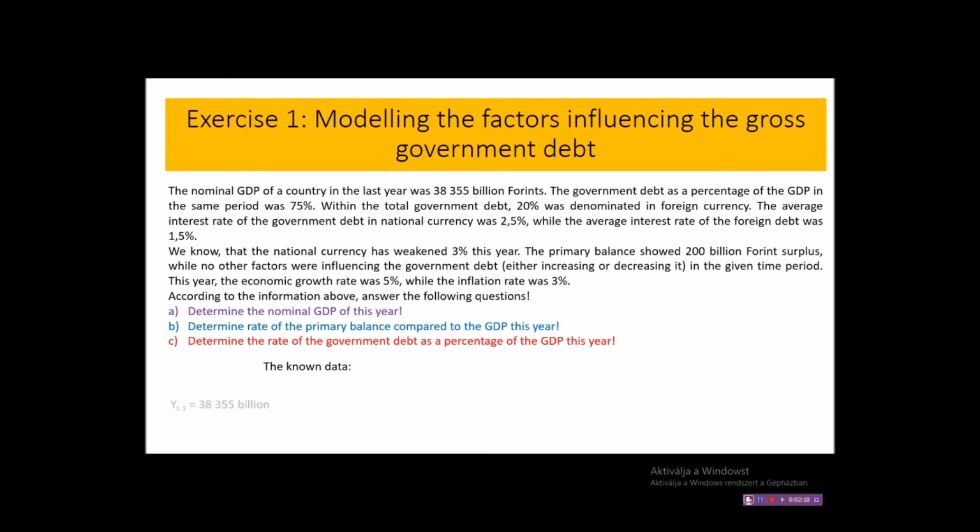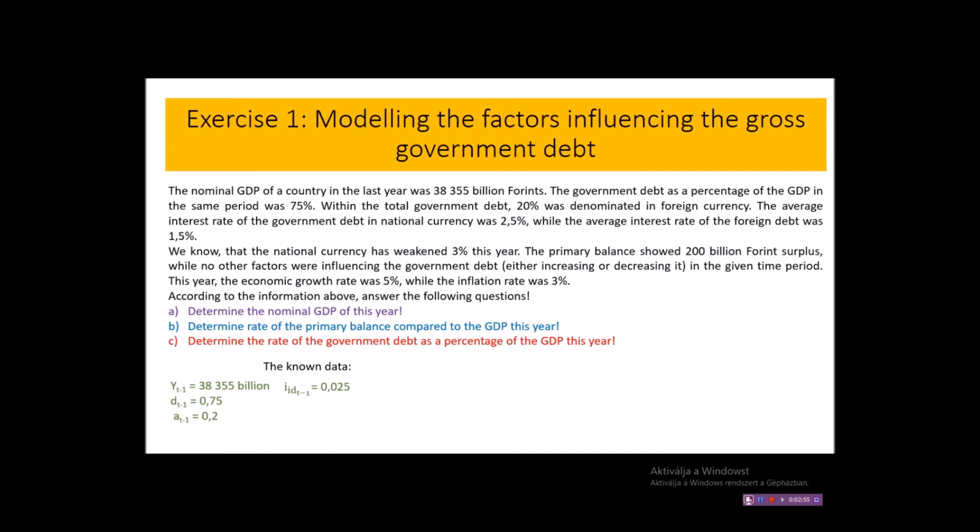We know the nominal GDP of last year, that is epsilon t minus 1, which is 38,355 billion forints. We also know the government debt as a percentage of the GDP from last year, that is d t minus 1, which is 0.75 or 75%. Within the total amount of government debt, 20% was denominated in foreign currency. We have used a t minus 1 to mark the rate of the government debt in foreign currency in the previous time period, which is, according to the text, 0.2.